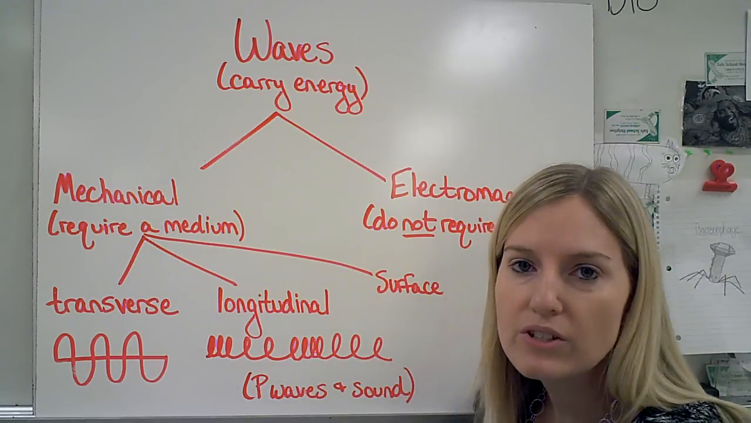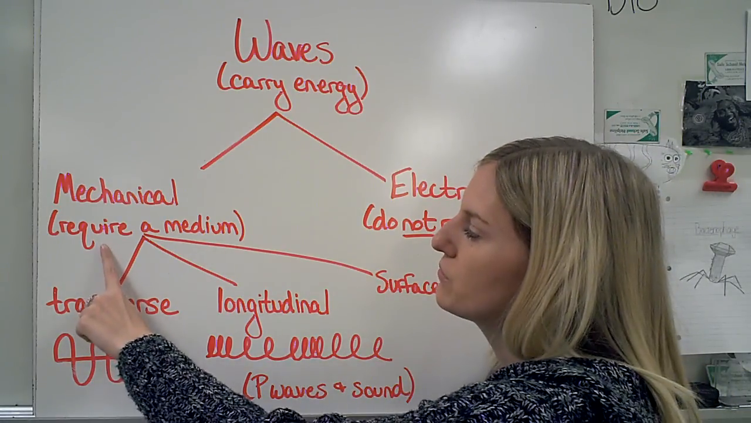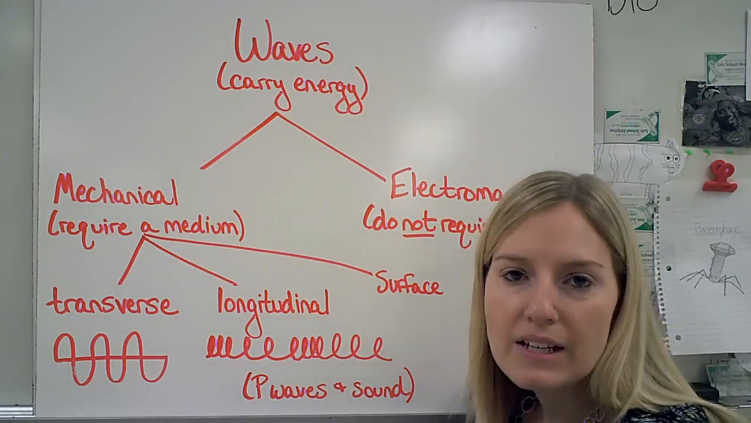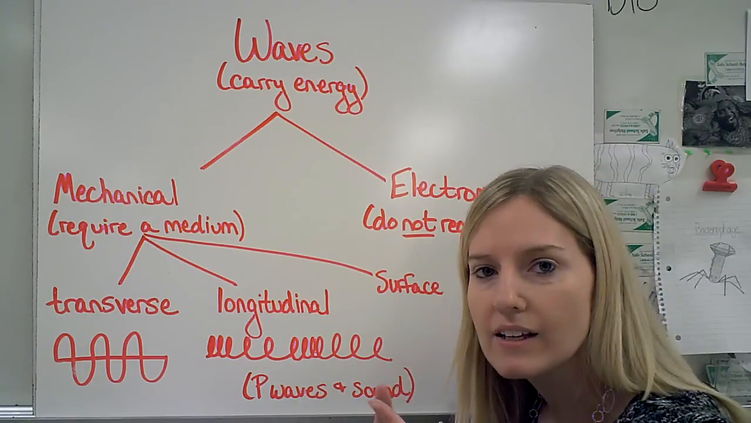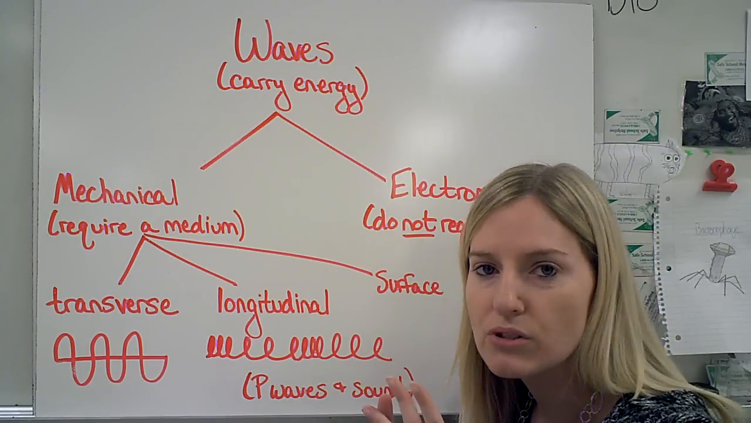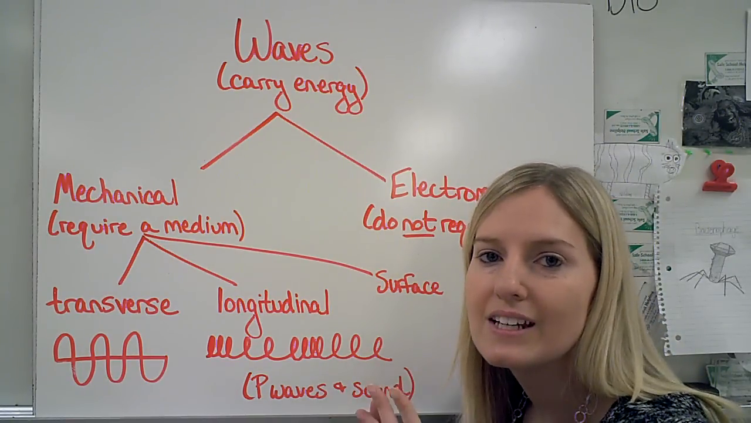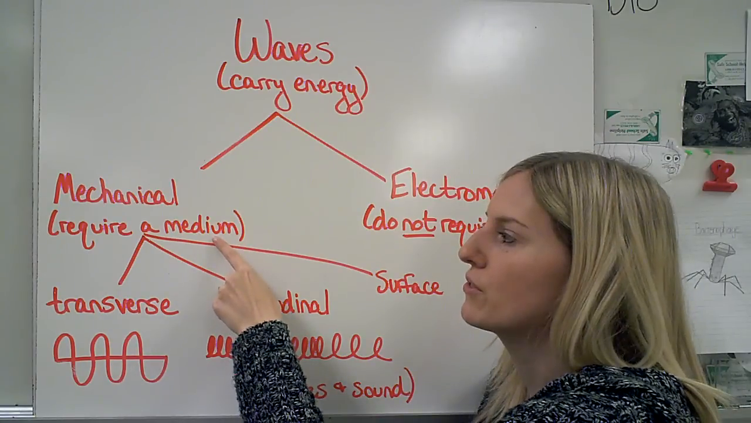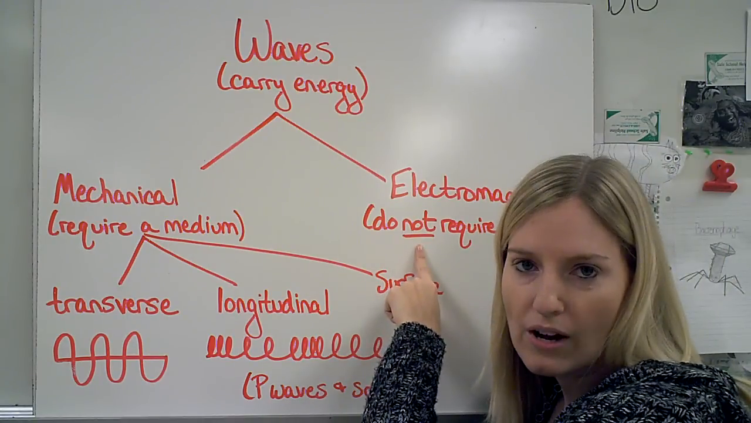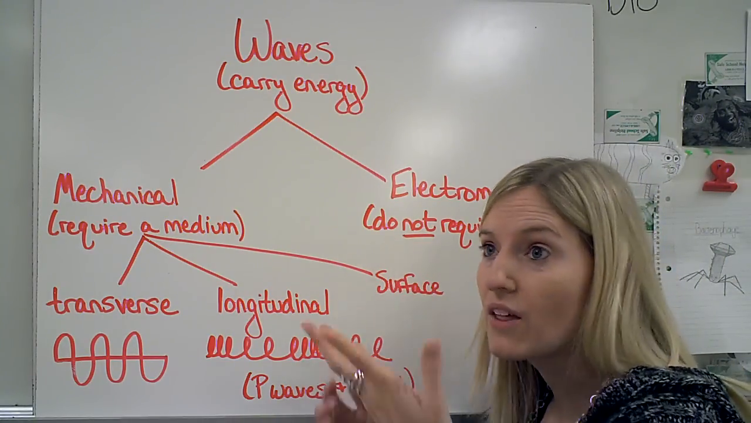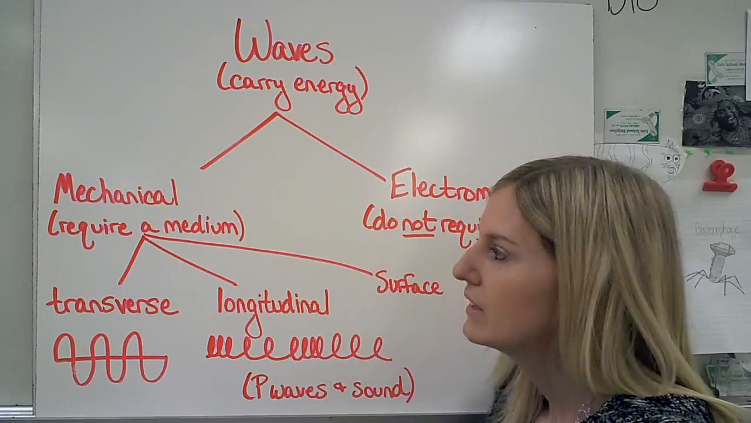The difference between the two is that mechanical waves require a medium. A medium is just matter that a wave travels through. So it can be a solid, a liquid, or a gas that a wave travels through. Mechanical waves need that. They need something to travel through. Electromagnetic waves do not need a medium to travel through. So they can travel through nothingness or through a vacuum.